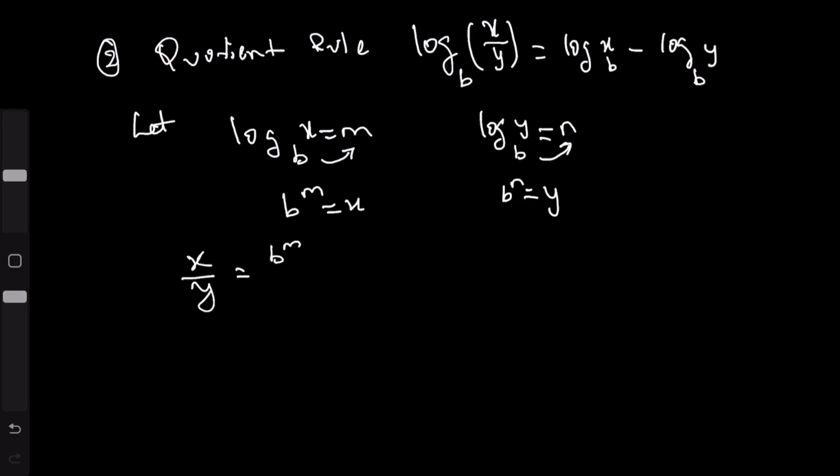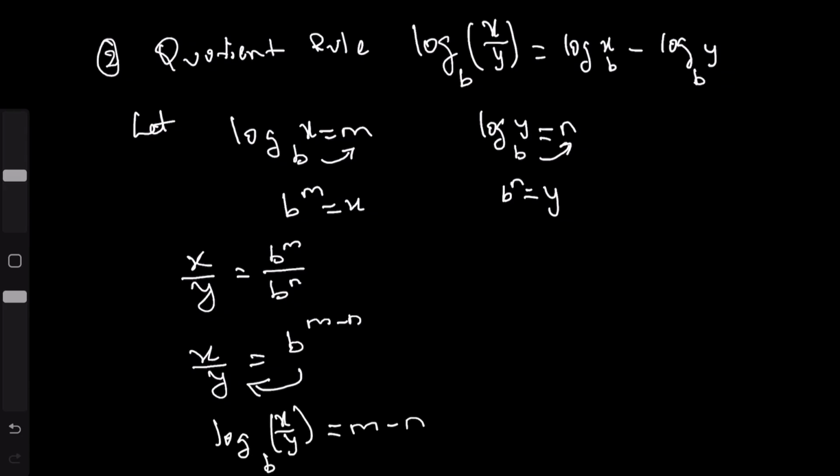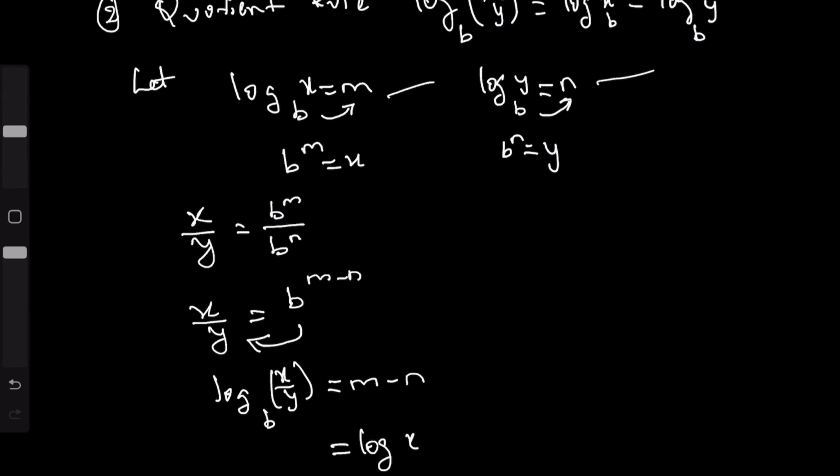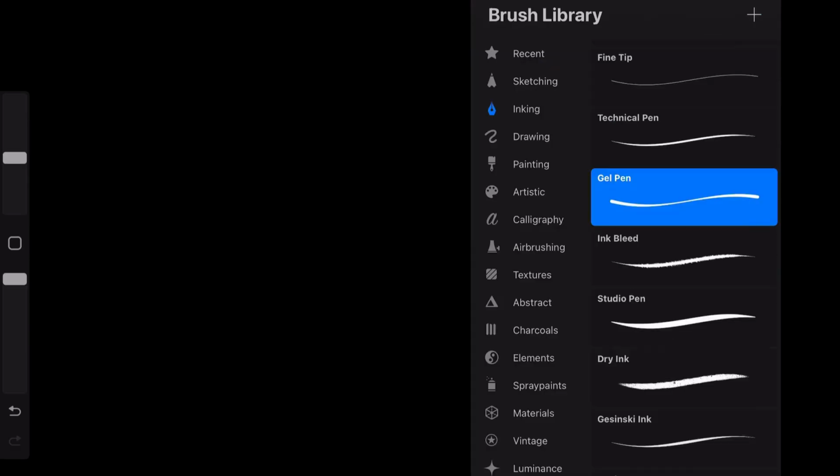So let's divide x and y. X by y equals b power m by b power n. According to the quotient rule in exponents, it will be b power m minus n, right? So let's convert this to logarithm form again. Log of x by y to the base b equals m minus n. We assumed, right, log x to the base b minus log y to the base b. This is proved.